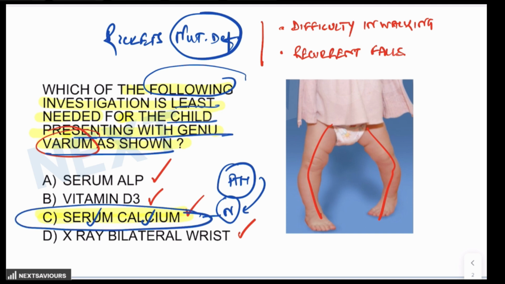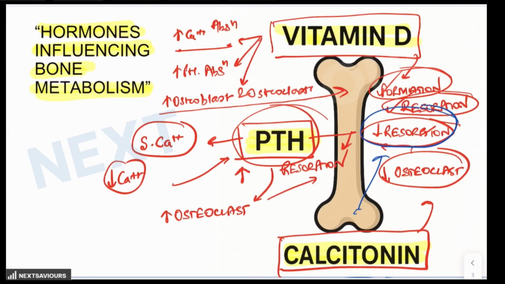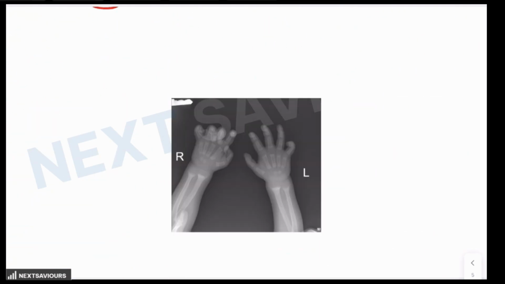We have already talked about how serum alkaline phosphatase is an important marker for rickets, not only for its identification but also for management follow-up. Because if there is a decrease in the alkaline phosphatase compared to the previous report, that means the response to the drugs is good. Vitamin D3 is again required for diagnosing the condition, that it could be because of nutritional deficiency rickets. As for the X-ray of the bilateral wrist, the reason is simple: if rickets is to be diagnosed on X-rays, then the X-rays ordered are those of the bilateral wrist AP view.